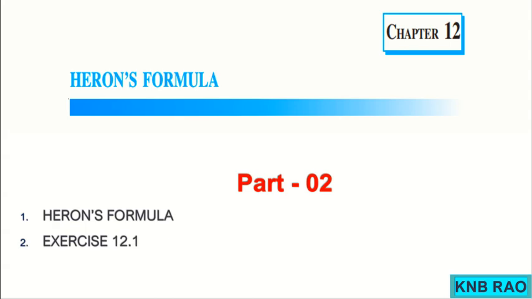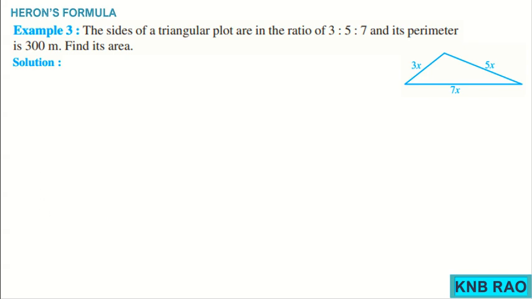Coming to the example number 3, here the sides of a triangular plot are in the ratio 3:5:7. Find its perimeter, find its area if its perimeter is given as 300 meter. 300 meter is its perimeter, and from this figure you can make out the sides of the triangular plot are 3x, 5x, 7x. How this x?